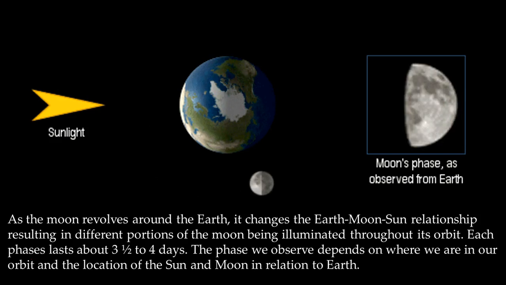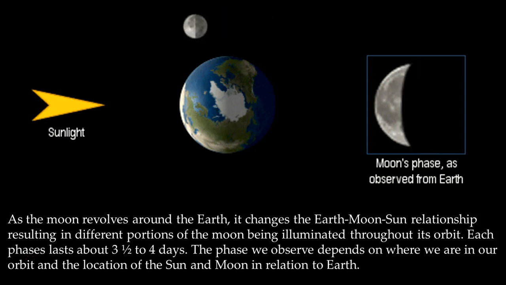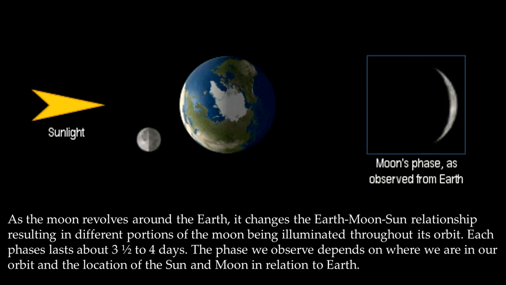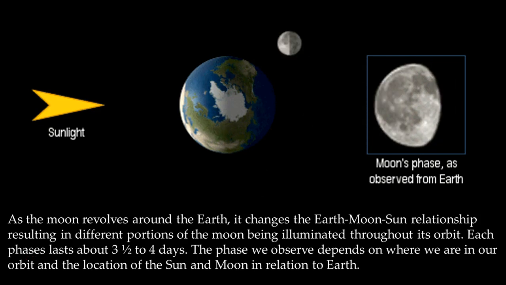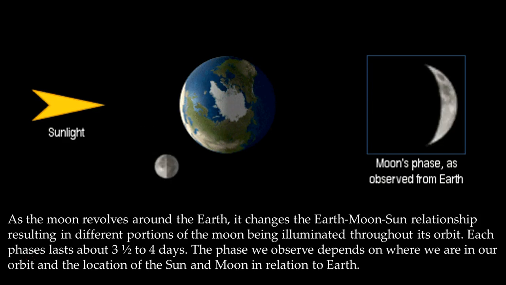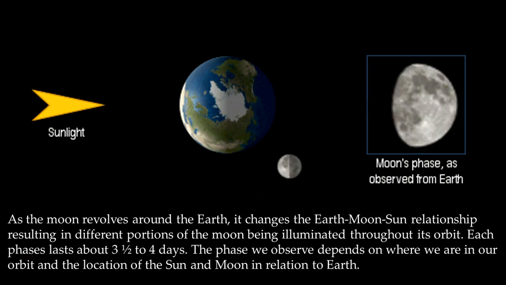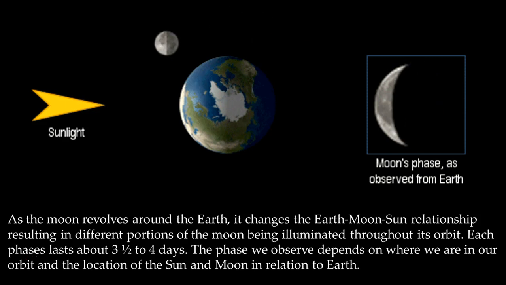Well, as the moon revolves around the Earth, it also changes the Earth-Moon-Sun relationship, resulting in different portions of the moon being illuminated. This is what we call the phases. For every single phase, it takes about 3.5 to 4 days before it changes to the next one. The phase we observe depends on where we are in our orbit and the location of the sun and the moon in relation to the Earth.